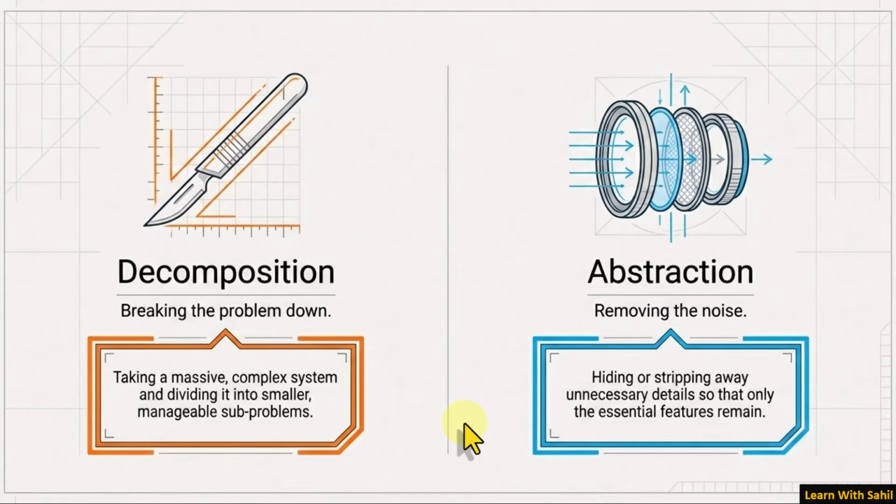In computational thinking, there are two very important concepts that we have to understand. The first one is decomposition, and the second one is abstraction. Decomposition simply means breaking the problem down. It is taking a massive complex problem or system and dividing it into smaller manageable subproblems. Okay, so we'll discuss more about them. And abstraction is removing the noise, hiding or stripping away unnecessary details so that only the essential features remain. Okay, so hiding or stripping away the unnecessary detail to focus on the necessary ones.